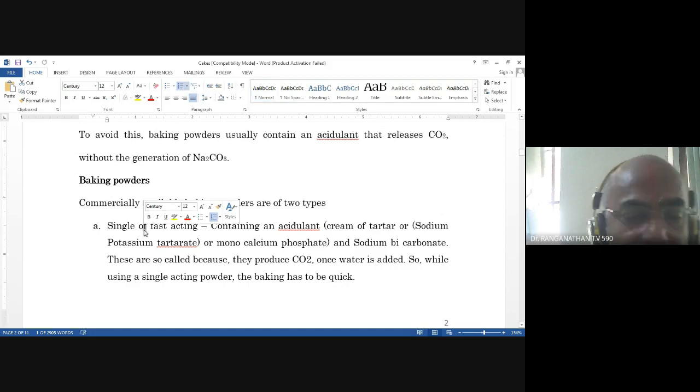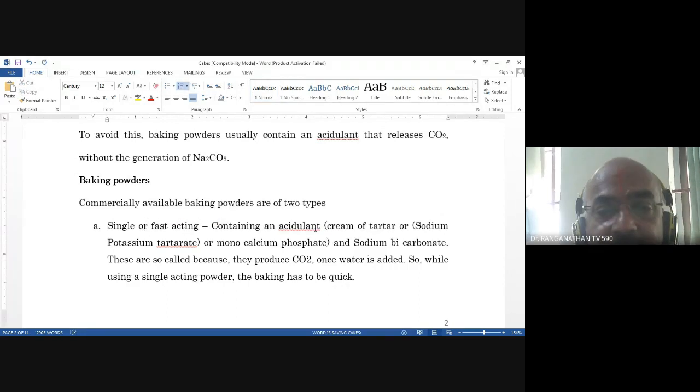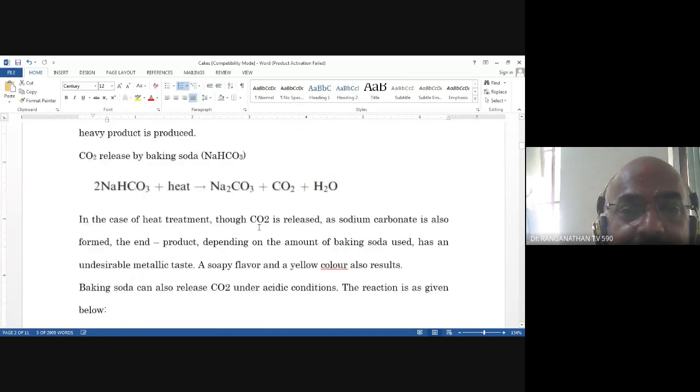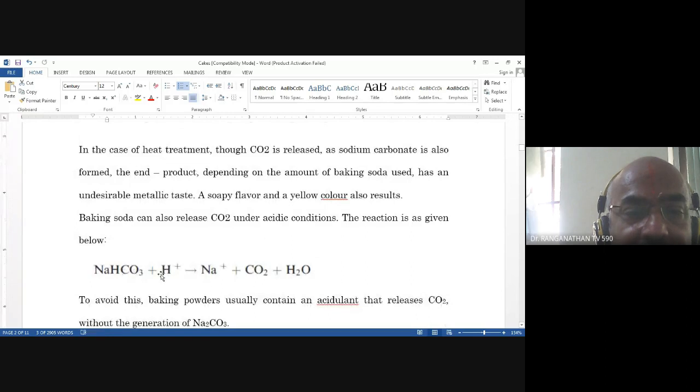Okay, so you have what is called a single or fast acting. So this sodium potassium tartrate leads to tartaric acid. Tartaric acid is a mild acid as compared to your citric acid and HCl, etc. So the change in pH is very less, and this leads to slow release of bicarbonate. Almost the same thing like this: sodium bicarbonate plus H+ gives sodium ion and carbon dioxide.